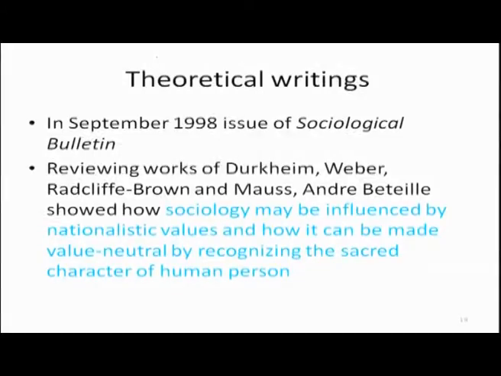Theoretical writings, I give you some examples of this. In the September 1998 issue of Sociological Bulletin, with which all of you, all Indian sociology students, are familiar, reviewing works of Durkheim, Weber, Radcliffe-Brown and others, Andre Beteille, an eminent sociologist of India, showed how sociology may be influenced by nationalistic values and how it can be made value neutral by recognizing the sacred character of the human person, a universal person, the human person.